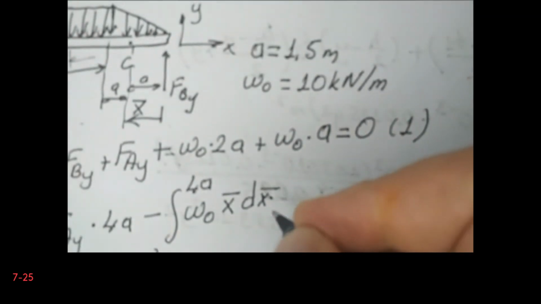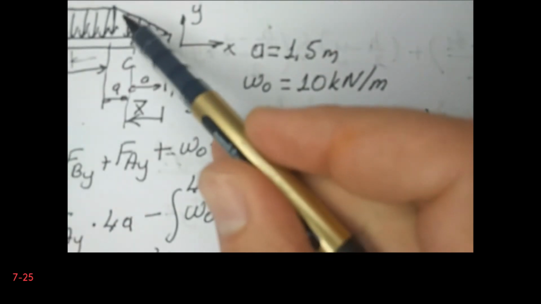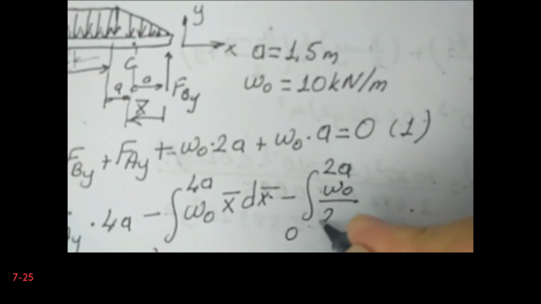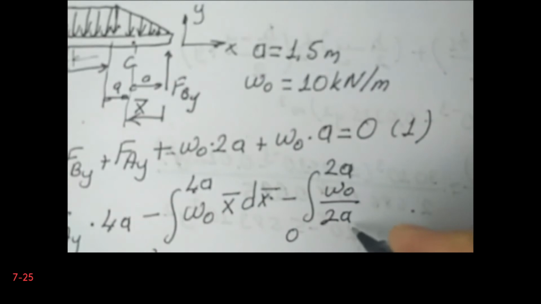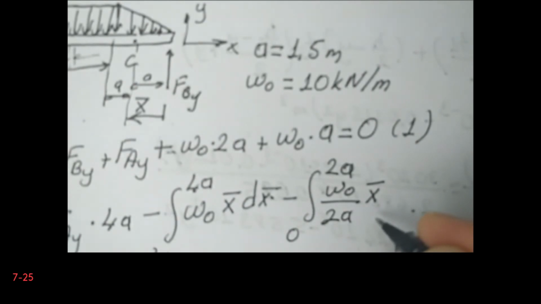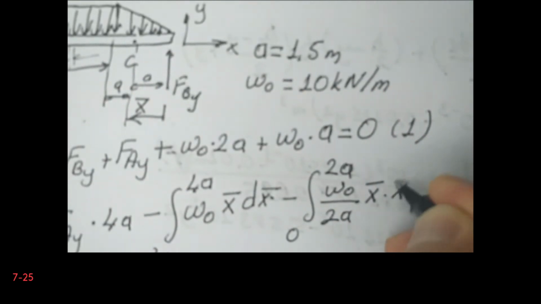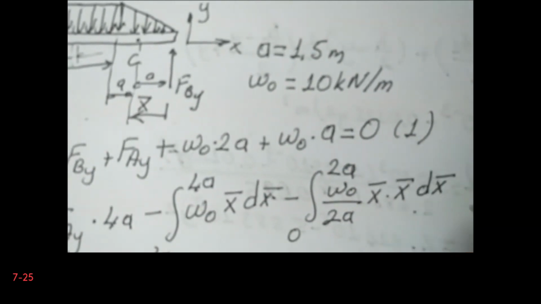Okay, now I will consider the moment of this uniformly decreasing part. So again, it is negative. It is from 0 to 2a. At any location, the force is W0 divided by 2a multiplied by x bar, multiplied by the moment arm, which is x bar. And this is equal to 0.